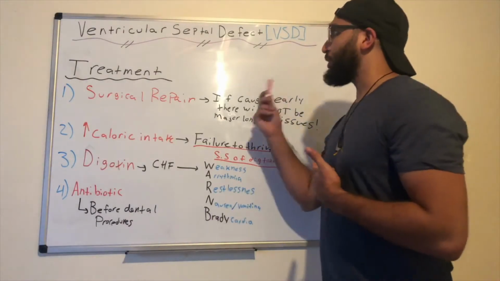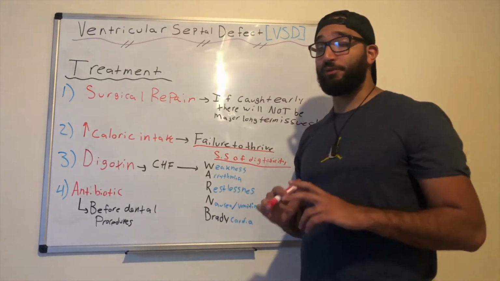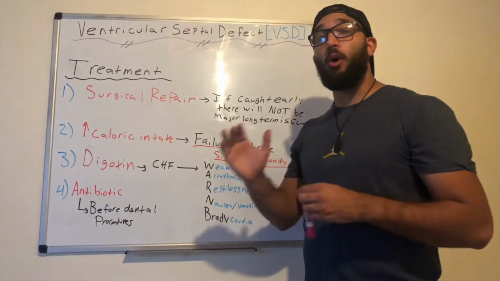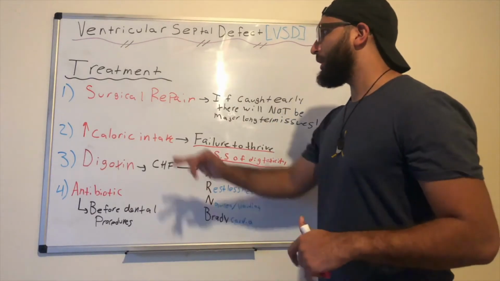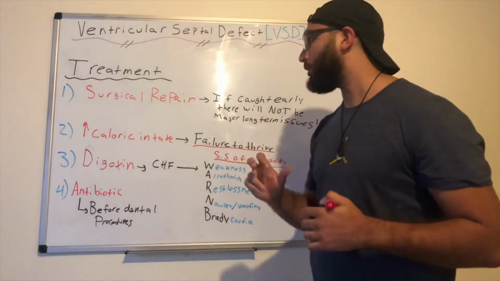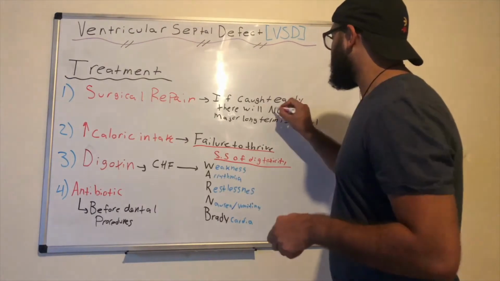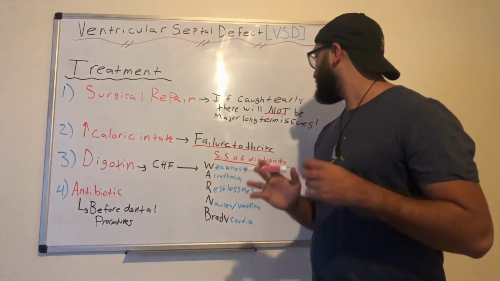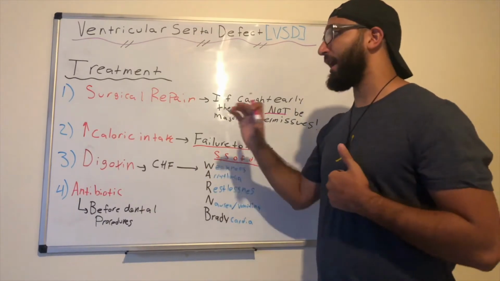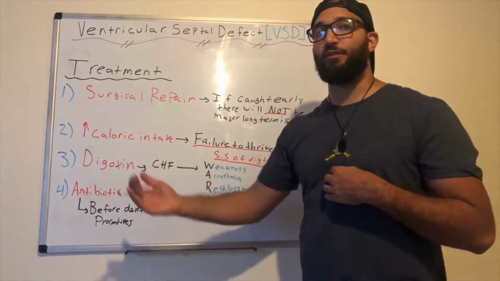All right, so what are some treatments for VSD? Well, the first thing that's so important to do is to repair that septum, the intraventricular septum, the wall in between the left ventricle and the right ventricle. So what will be ordered will be a surgical repair so we can restore that wall. Something that's important to keep a note of is that if it's caught early, there will typically not be any major long-term issues in the long run. So it's always important to catch VSD as early as possible to prevent any complications in the future.